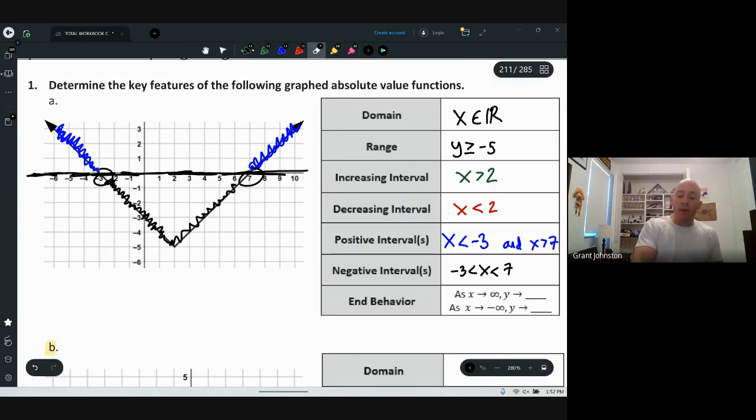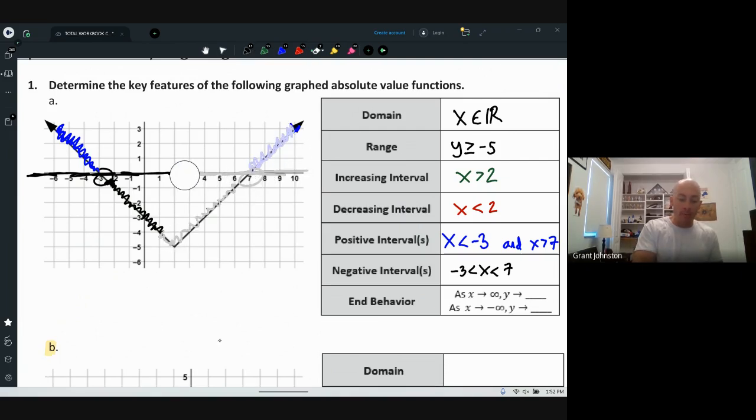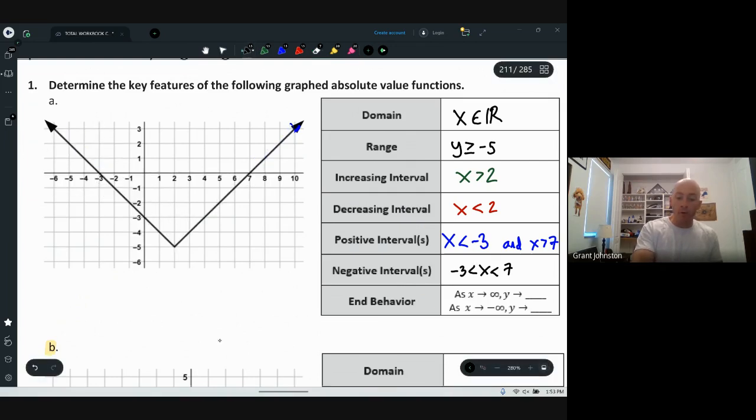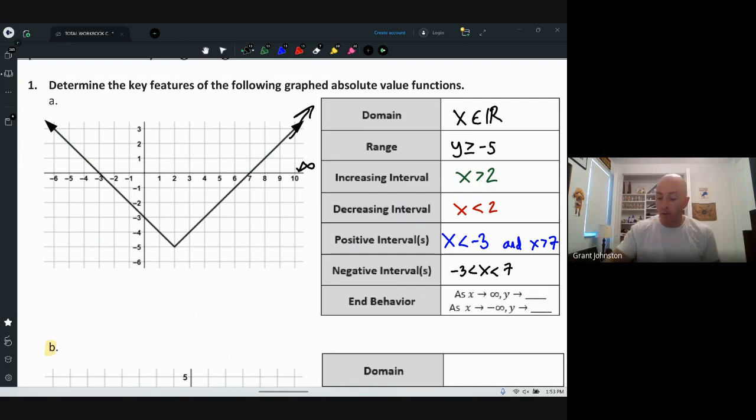Now, end behavior, as the term says, is how the graph behaves at the ends, for very large values of x. So as x goes to positive infinity, which is out here, the graph's going up. The y is going to positive infinity as well. And in the negative infinity direction, when we go to the left, the graph's going up to positive infinity. It's going up to positive infinity in both directions. That's the end behavior.